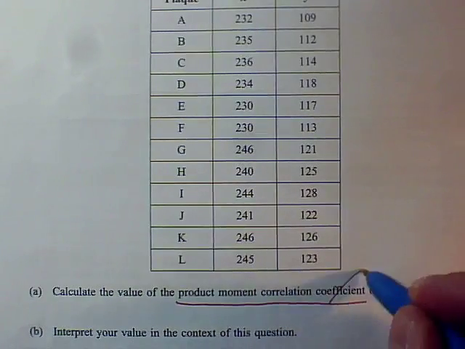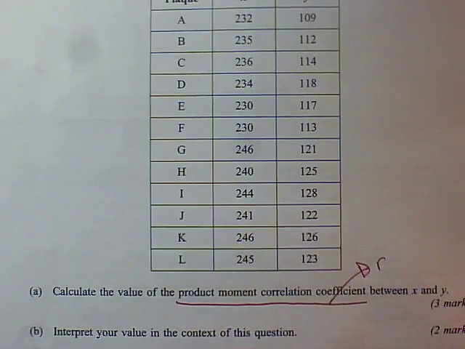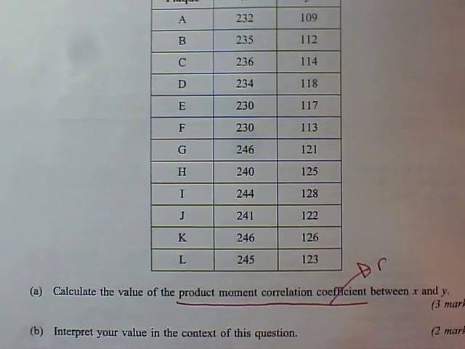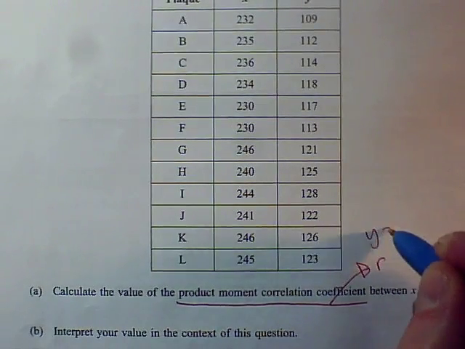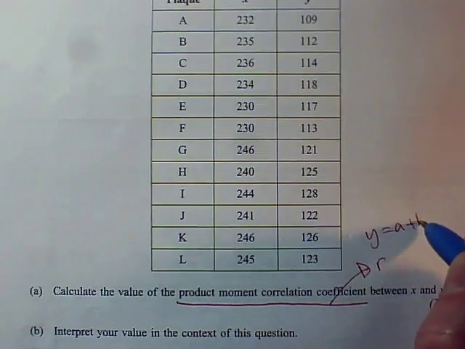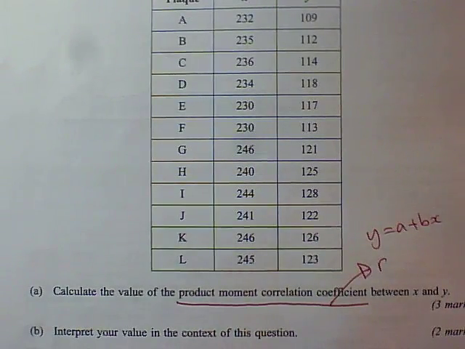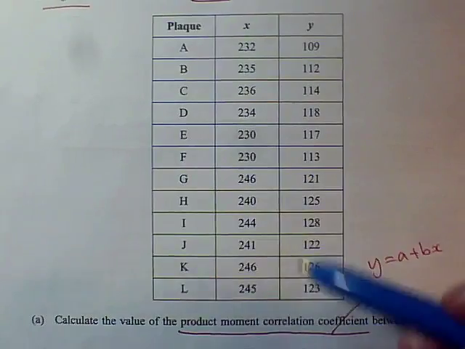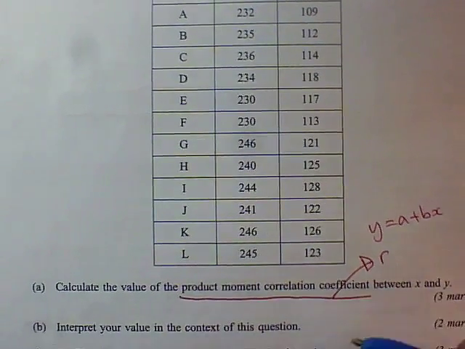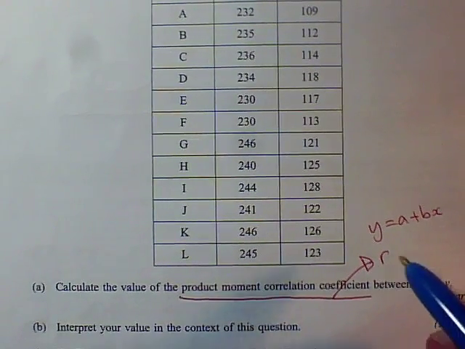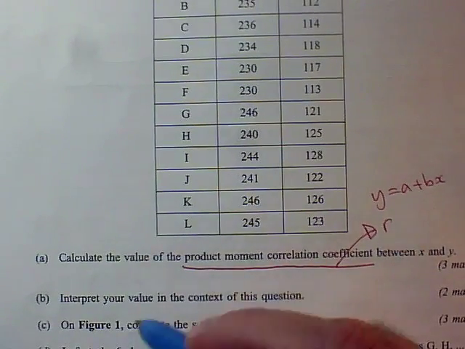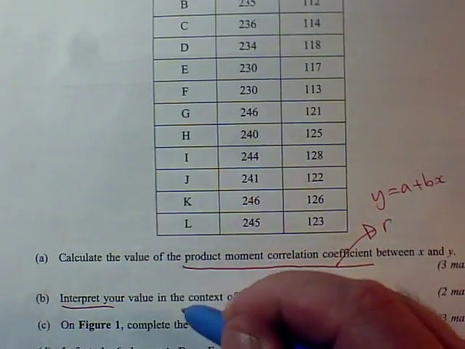So this is code for R, and there's only one mode on your calculator that you ever use for finding R. It's the same one as you use for regression. So it's the y equals a plus bx statistics mode that you go into. Okay, and you bung in all of this data, and your calculator will tell you the value of R in the normal way. And we're not at all surprised to see that we've got to interpret that in context.